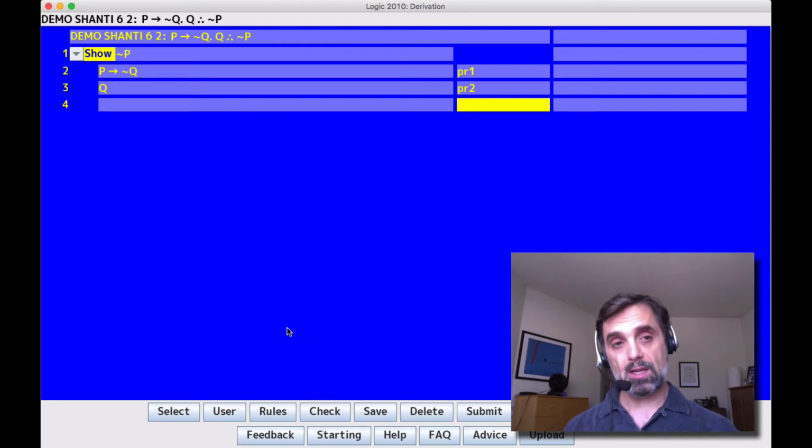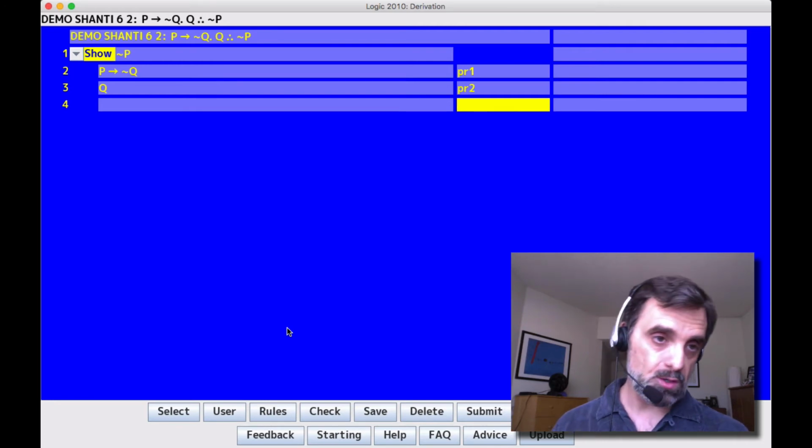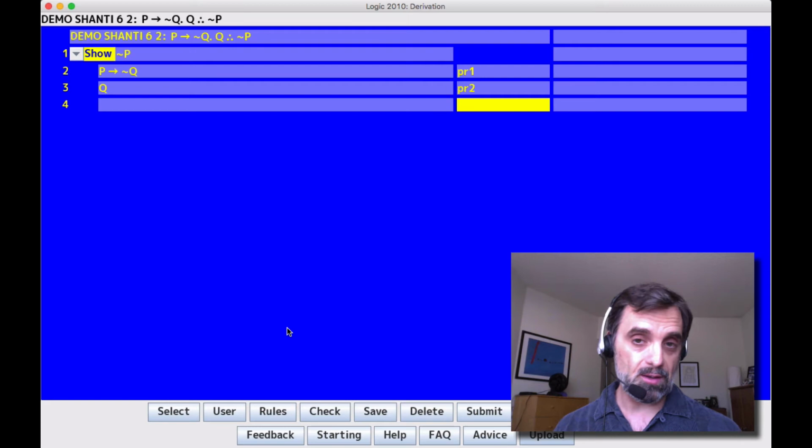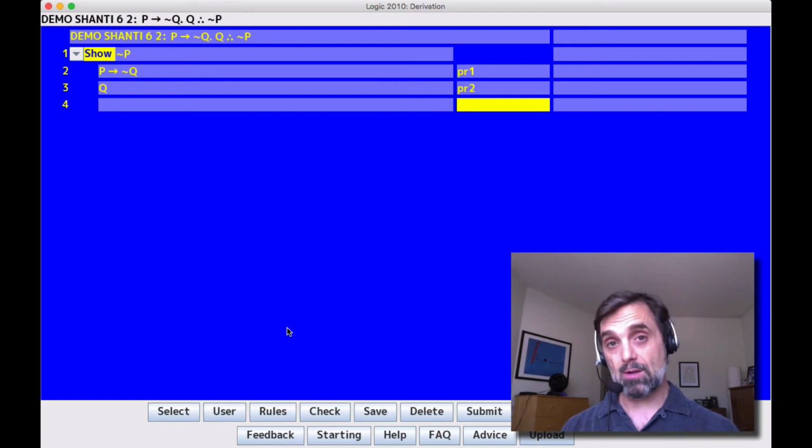What about MT? Well, the consequent is not Q. For MT, we need the negation of the consequent. So for MT, we need not Q. So we look, and we see, do we have not Q anywhere? Well, on line 3, we have Q, but that's not not Q. And on line 4, we don't have anything. So right now we can't do MT.